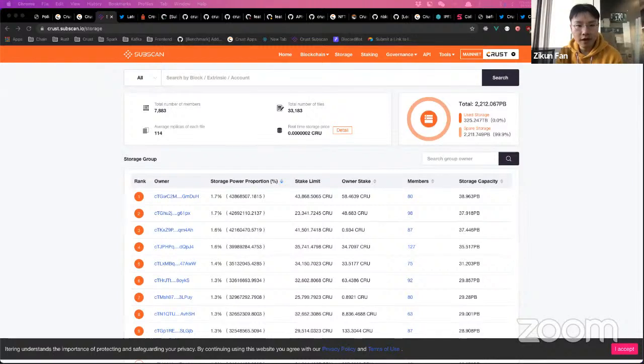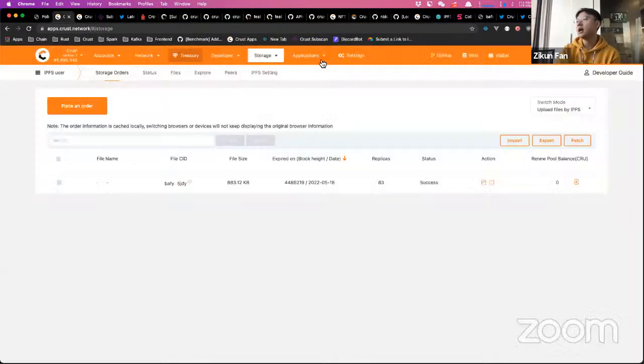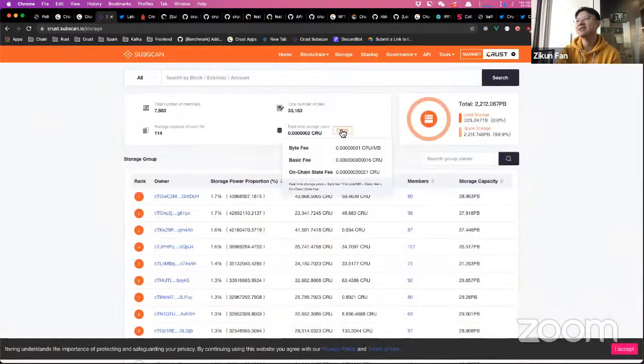And the second question is also for me. Is the free storage forever, or is it free IPFS or something better? Okay, let me explain this. Currently, this application called Crust Files, and also in our apps, there are several applications: Files, Pins, SwitchSwap. They are all free because the cost is covered by the DCF, the Decentralized Cloud Foundation. But in the future, you can pay by yourself and use this price. I think it can be ignored.